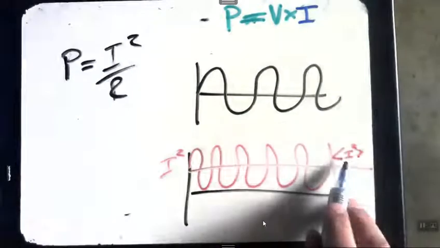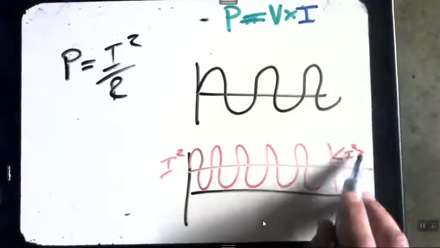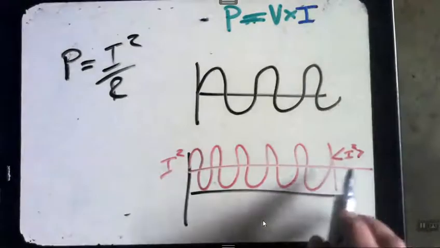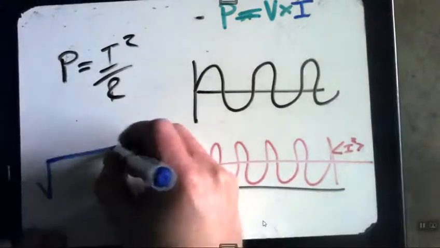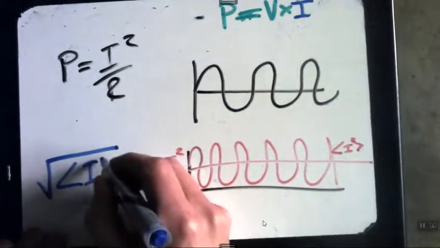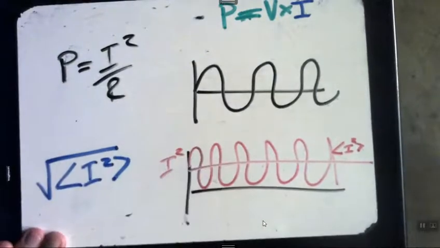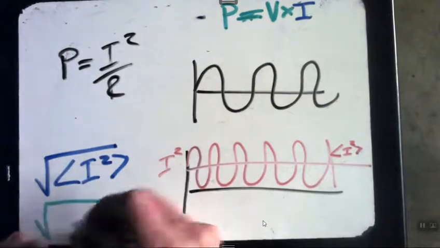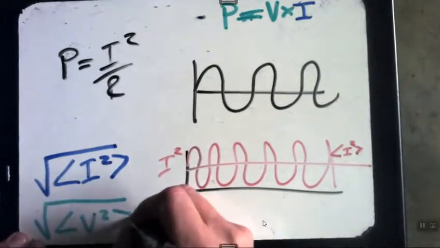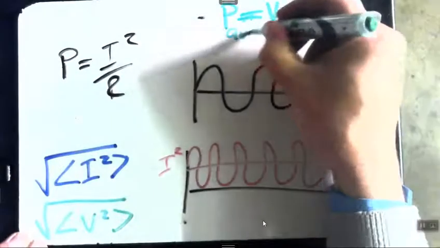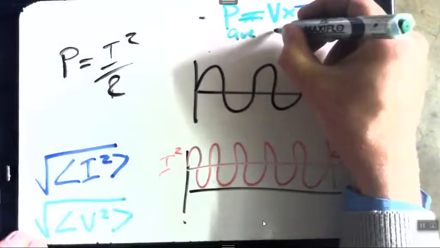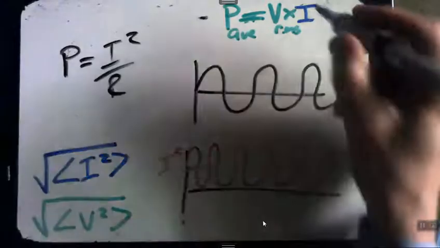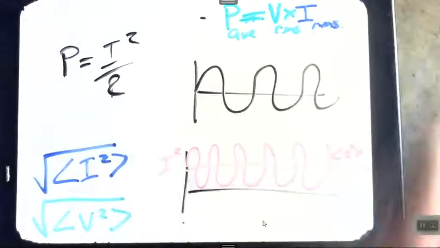So because we don't want the square value, we want the current here, we calculate what we call the root mean square value. And we calculate the root mean square value for the voltage. When we want to calculate average power, we multiply the root mean square value of voltage with the root mean square value of current.